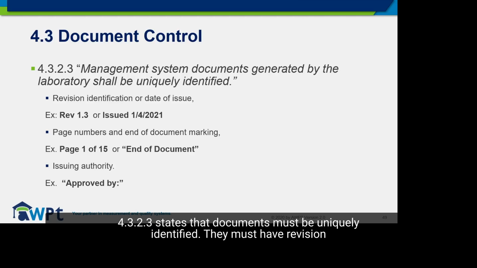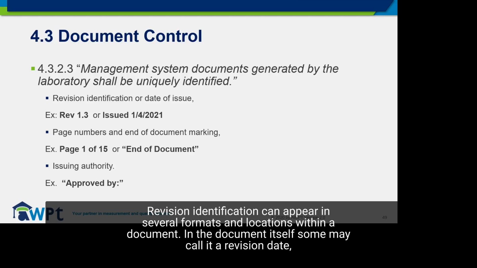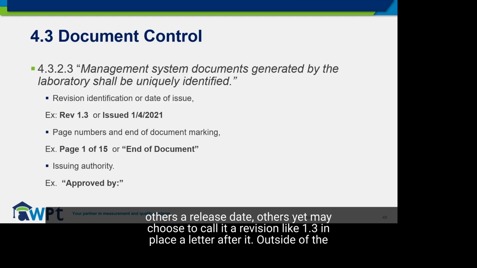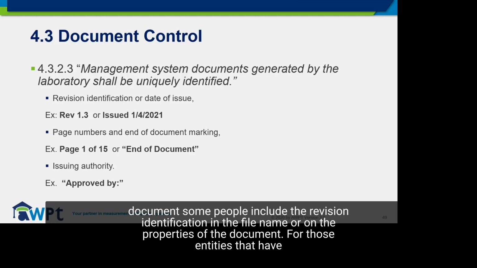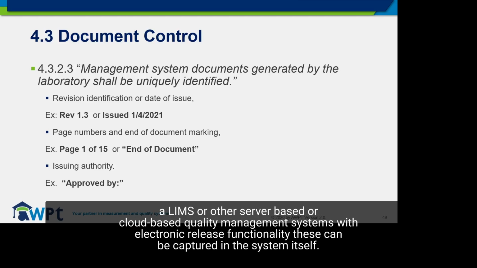4.3.2.3 states that documents must be uniquely identified. They must have revision dates, page numbers, and an end-of-document marking or authorizing signature. The revision identification can appear in several formats and locations within a document. In the document itself, some may call it a revision date, others a release date. Others yet may choose to call it a revision, like 1.3, and place a letter after it. Outside of the document, some people include the revision identification in the file name or in the properties of the document. For those entities that have a LIMS or other server-based or cloud-based quality management systems with electronic release functionality, these can be captured in the system itself.